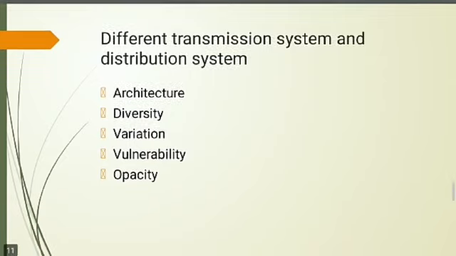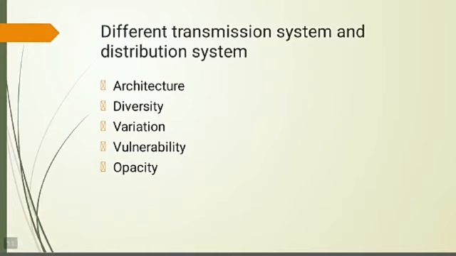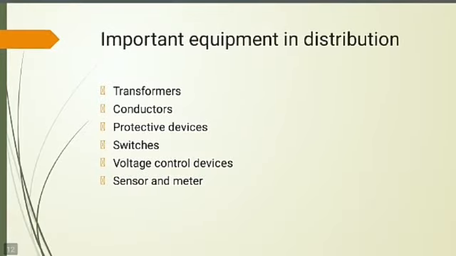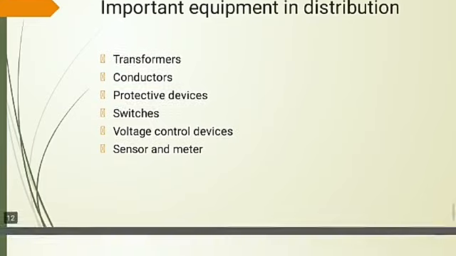First, architecture. Second, diversity. Third, variation. Fourth, vulnerability. And last, opacity. Important equipment in distribution is transformer, conductor, protective device, switch or switchgear, voltage control device, sensor and meter.